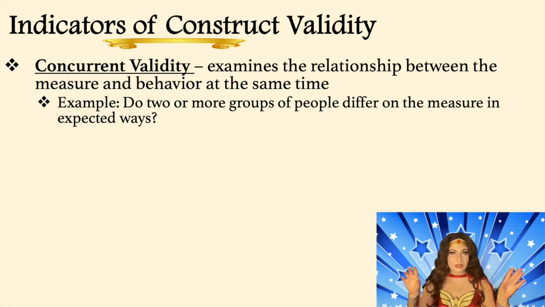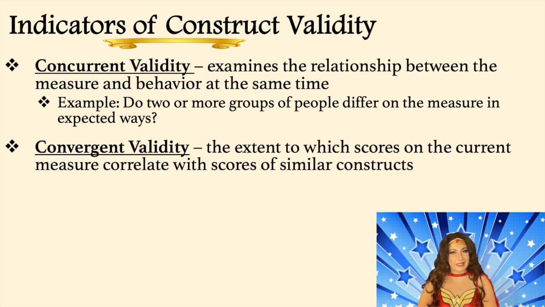We would want to see that their scores differ or their measurements differ in certain ways relative to the condition of the independent variable in which they are in. So if we do see these changes happening at the same time, that is an example of concurrent validity. Then we have convergent validity. I apologize that so many of these start with the letter C, but I promise I didn't make these up. And hopefully with repetition, you will be able to differentiate between them. But we also have convergent validity.